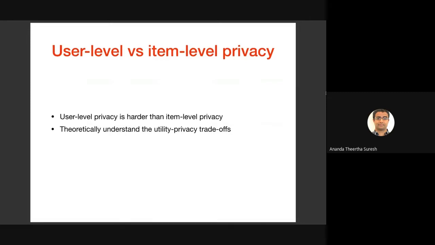A natural question is to understand the utility privacy trade-offs between user level and item level privacy. Loosely speaking, in user level privacy, since we are trying to protect the privacy of the entire data set of a user, it's much harder to do, and you need to incur a lot more privacy penalty compared to item level privacy. And our goal is to understand this precise trade-off.